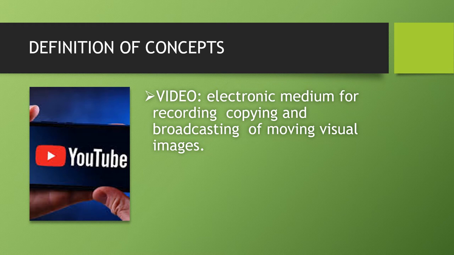Video: an electronic medium for recording, copying, and broadcasting of moving visual images. For example, our phone has the ability to capture anything. Our camera is able to video or broadcast anything that is in front of us. And also, it can be used as a tool of recording.